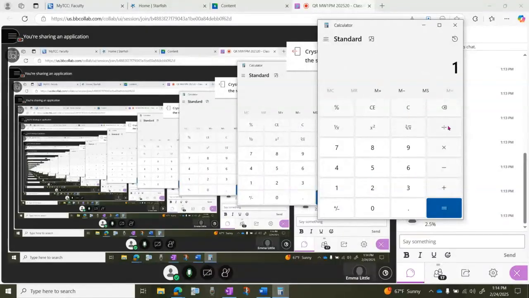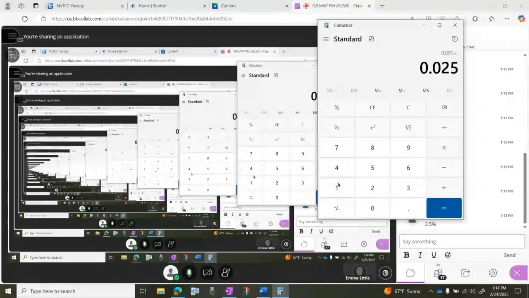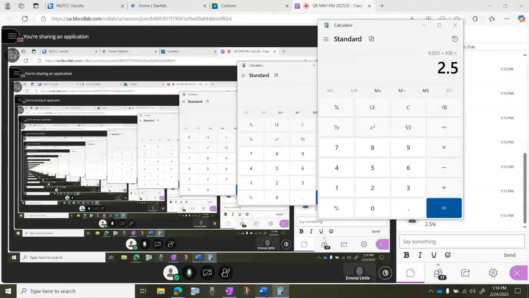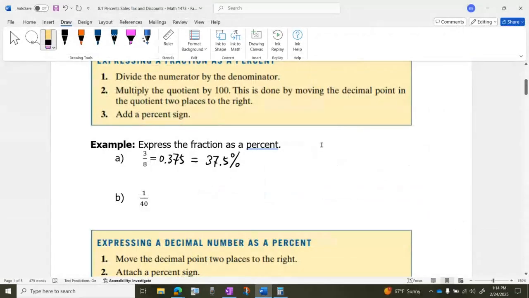Numerator 1, denominator 40, divided by 40. On your calculator, you have the decimal, right? And you're going to multiply that decimal by 100 because you know you're going to attach a percent sign behind 2.5. That would make the 2.5 go back, 100 times smaller, go back to the original value. So yes, the correct answer is 2.5%.